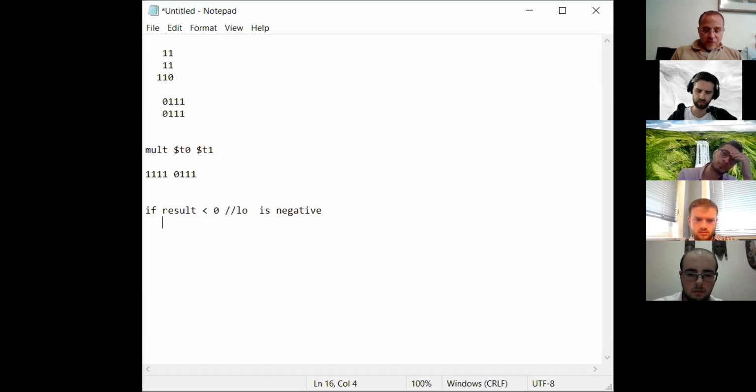So if the high is not equal to -1, then what is it? If it's not equal to what it should be, then what is it really? Then what have we got? Overflow. We've got overflow.